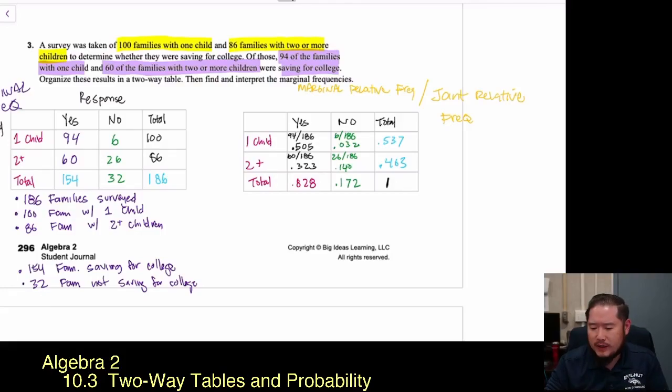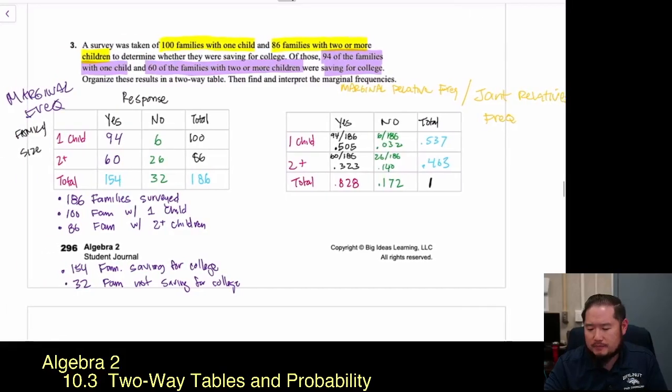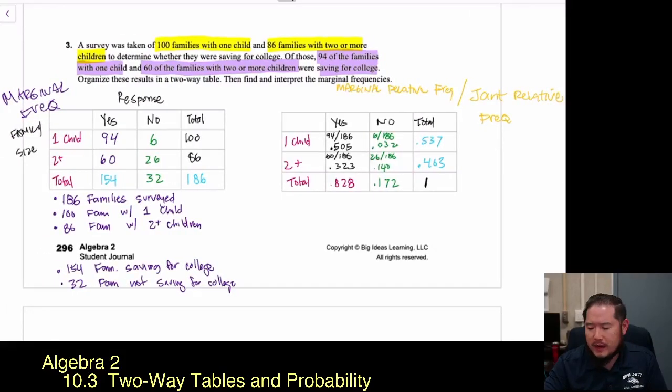The joint would end up being the values that are in the yeses and the nos, and then the marginal relative frequency will be based on the totals of the columns and rows.